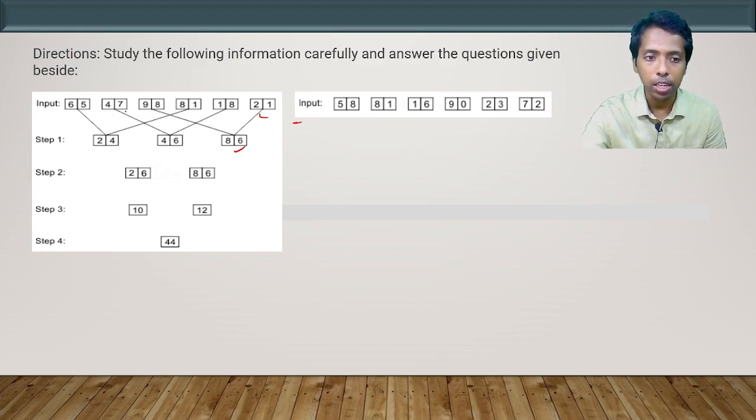47, 18. Now 4 and 1 difference is 3, but here it's 4. 7 and 8 difference is 1, but here it's 6. So something different. 4 and 8 difference is 4. 7 and 1 difference is 6. Okay, moving to the next one. 98, 21. 9 and 2 difference, again no. 9 and 1 difference is 8, and 8 and 2 difference is 6. Okay, so what's the logic here? That is in step 1. Here's the logic in step 1.